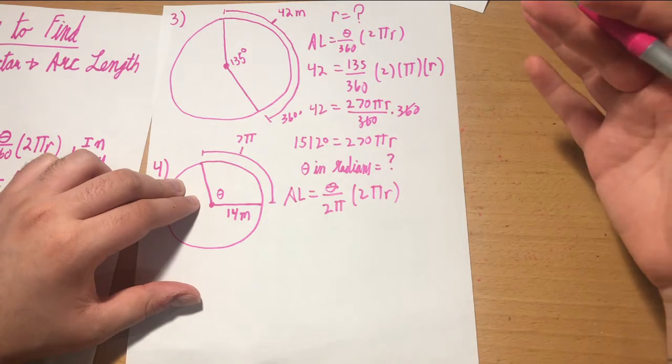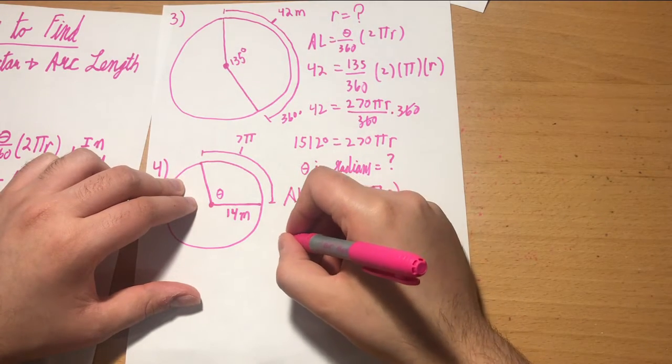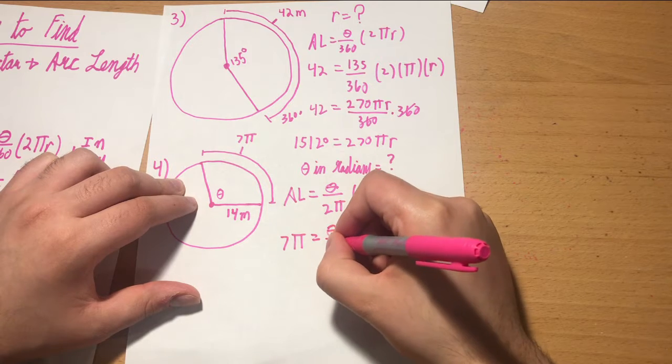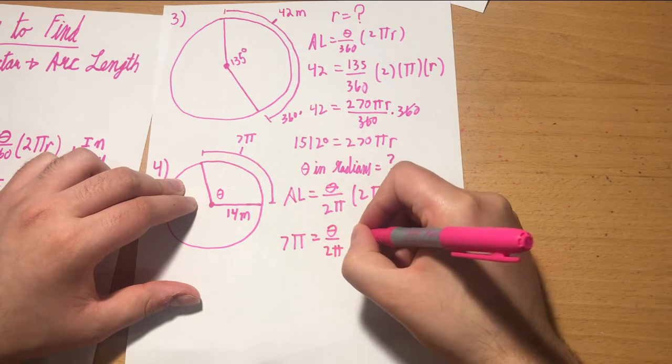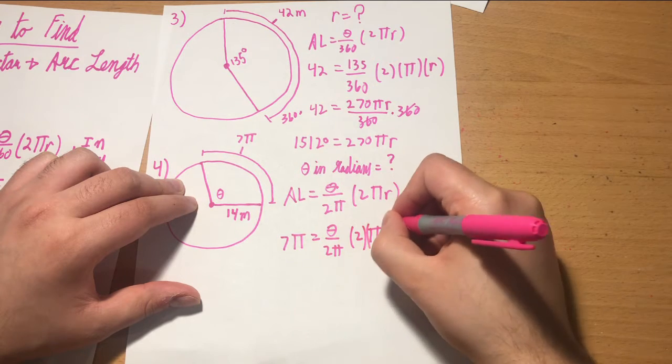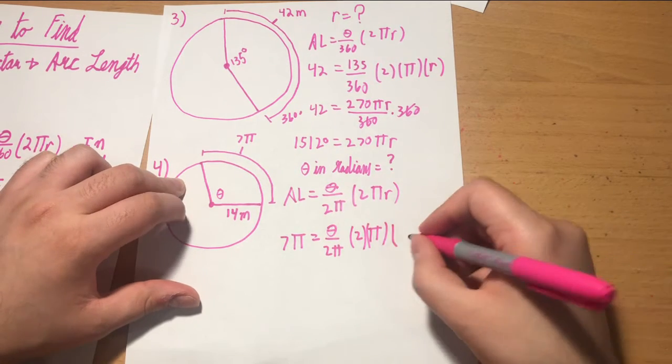And from there, we plug in our information. We're given arc length, which is 7 pi. We're not given theta, so I'm just going to leave that as theta. And that's over 2 pi. And now that's multiplied by 2 times pi multiplied by r, which is 14.